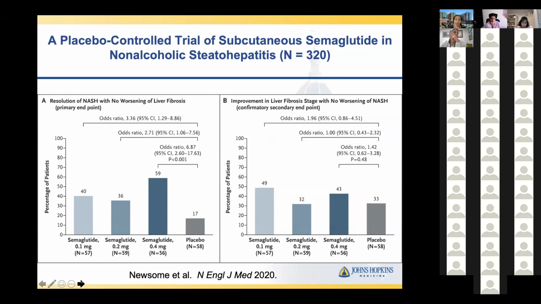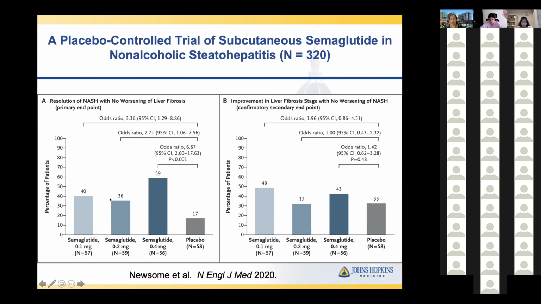This is in the general population, and they looked at the primary outcome of resolution of NASH with no worsening of liver fibrosis, and they were randomized to different doses compared to placebo. You can see the group that received semaglutide at the higher dose, 0.4 milligrams, they actually did daily dosing in this trial, they did have a higher odds of achieving the primary endpoint compared to placebo, and that was statistically significant, as was with the lower doses as well.